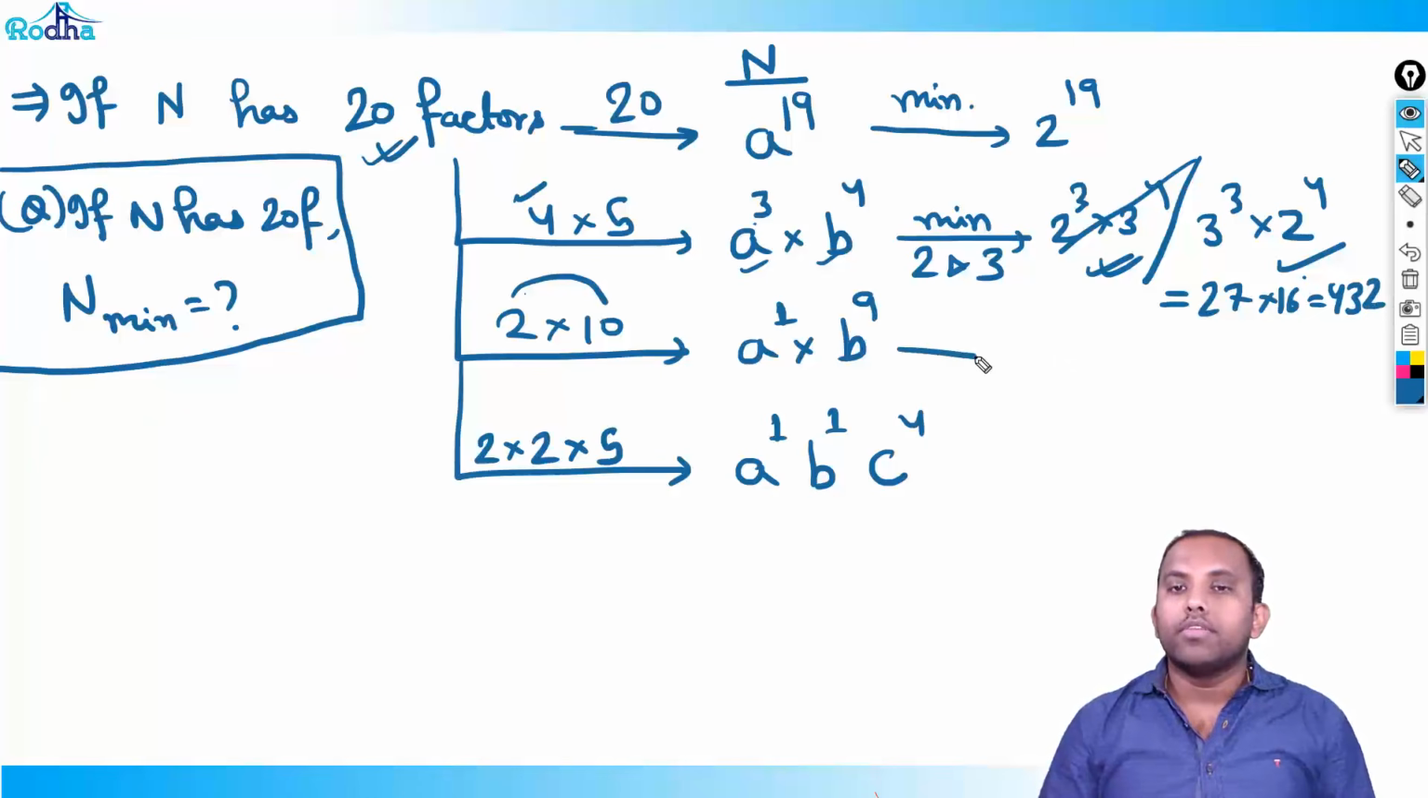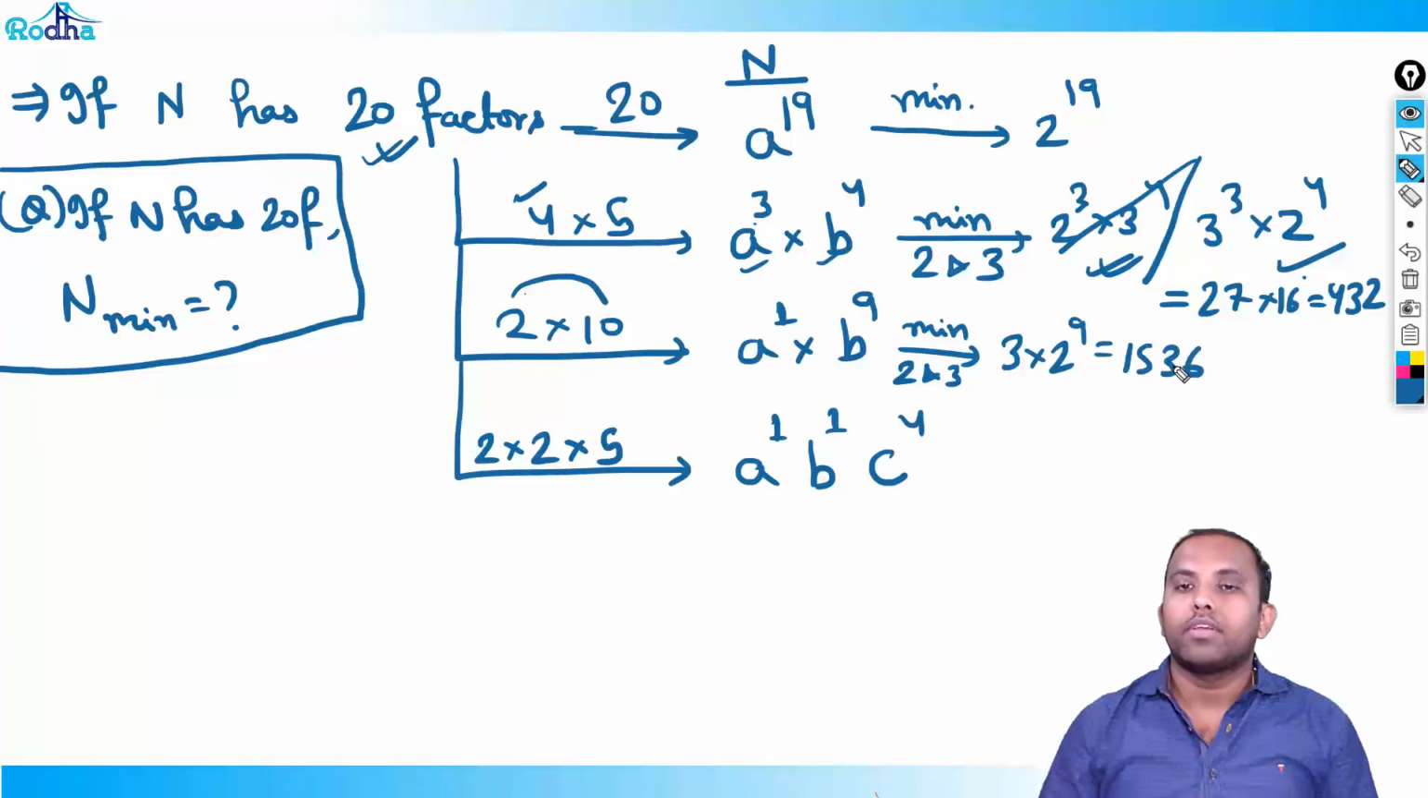What is the minimum value in this case? Again, the minimum prime numbers available are 2 and 3. So I should assign 2 to B and 3 to A, because to the higher power you should assign the lower value to minimize the value. It will be 3 into 2 raised to 9. This will be 1536.